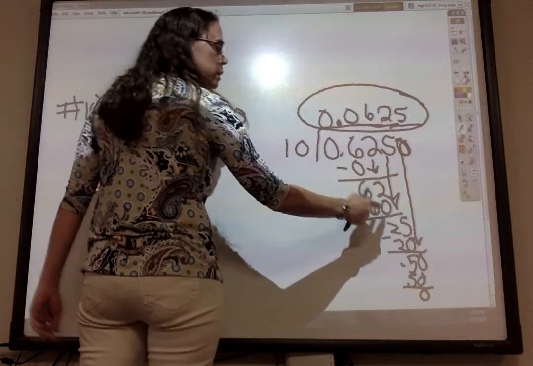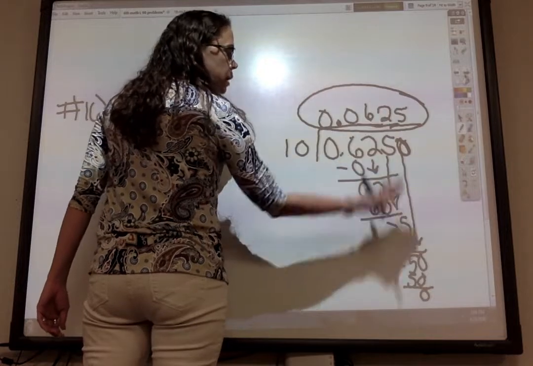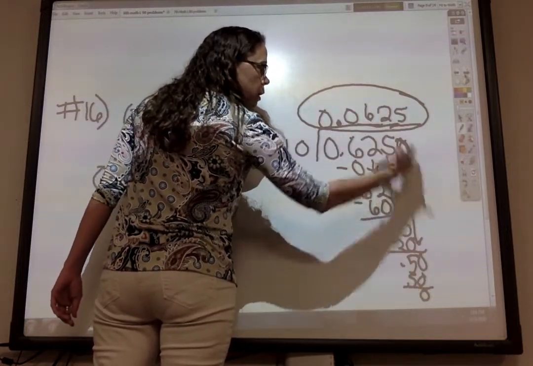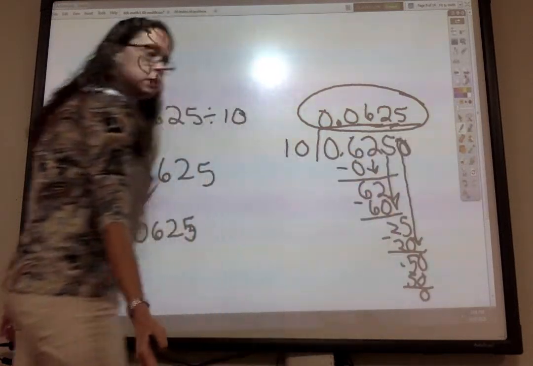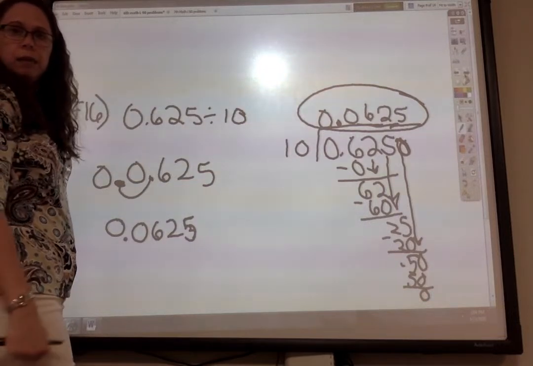Okay, subtract 60. I'm left with 2, bring down the 5. 10 goes into 25, 2 times. 10 times 2 is 20. 25 minus 20 is 5. I had to add another 0 to bring it down. 10 into 50 is 5 times. Okay, so our answer is 625 ten thousandths.